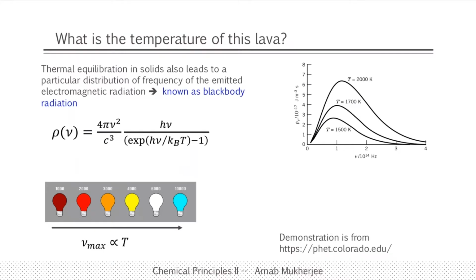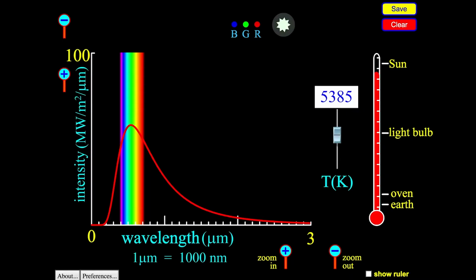So I'll show you a demonstration of that here, and this demonstration has been taken from PhET, Colorado. So this is a typical black body spectrum, in which this region is the visible range. As you can see, right now the temperature is around 5000 Kelvin, almost the temperature of the sun, and a major portion of the peak of the distribution falls in the visible range.